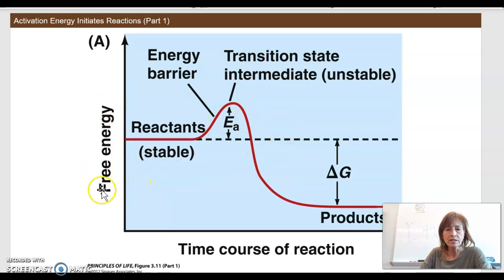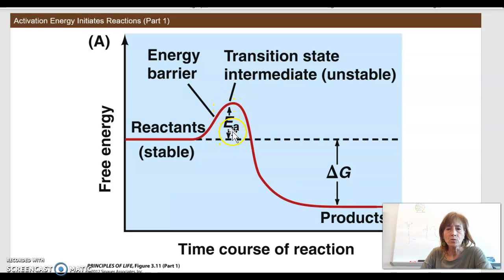On this y-axis, you can see it says free energy. And really what that means is available energy. So how much energy is available in these reactants? And then at the end of the reaction, how much energy is either released or is available within the product side.